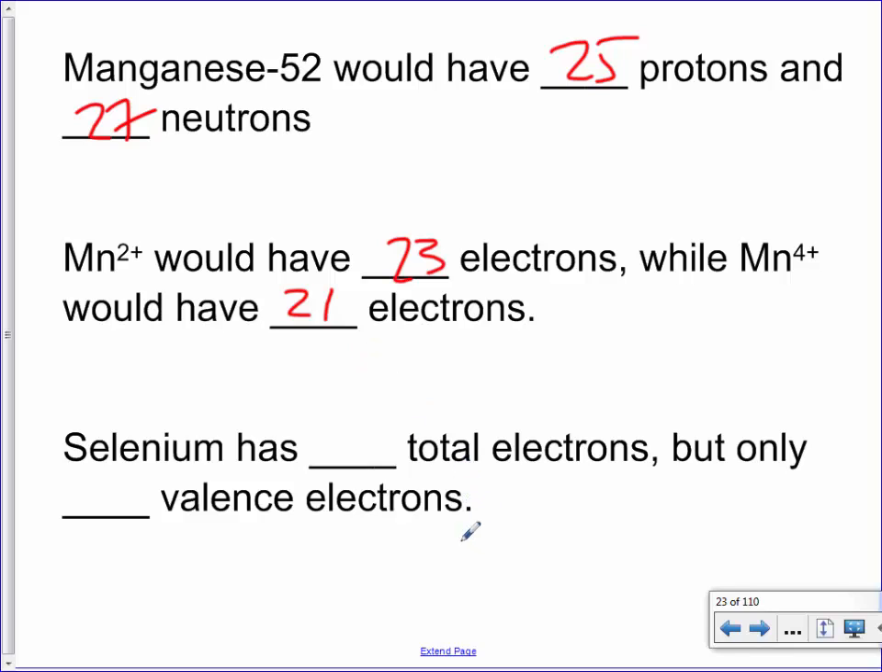All right, one last question then. Selenium has blank total electrons. So selenium is right here. How many total electrons does it have? I didn't say it was an ion, so if it's number 34, it should have 34. That makes sense? How many valence electrons does it have?